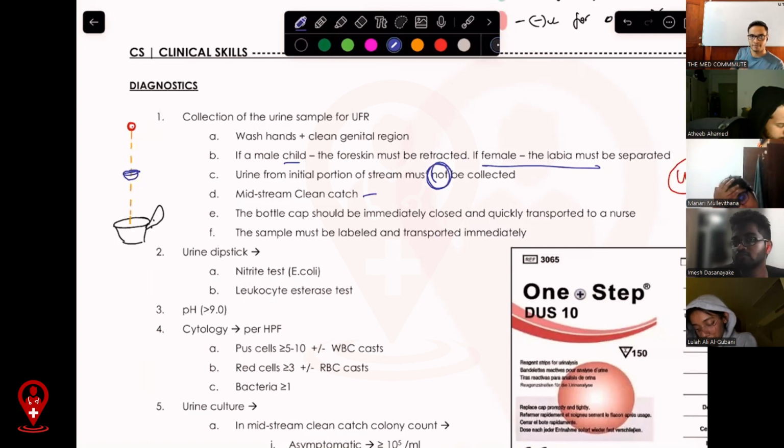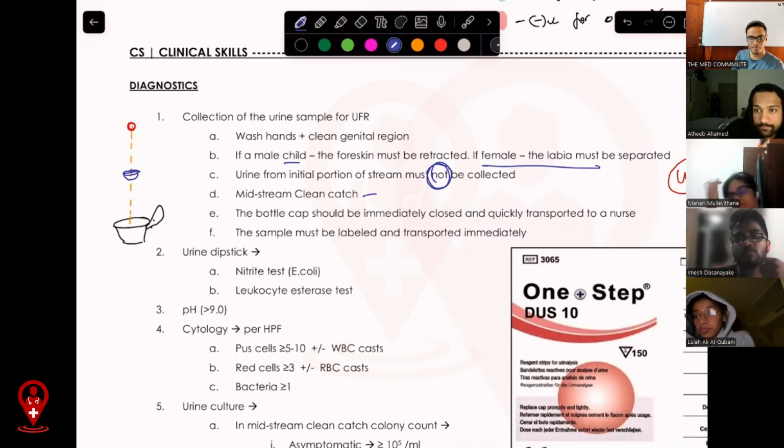Okay, then the next thing. Look at this, guys. Just some extra points in pediatrics. Let's say you have a 1.5-year-old child and you want to collect the urinary sample. What can you do? You tell the baby, come on, please pee. The baby is not peeing. What are you going to do?